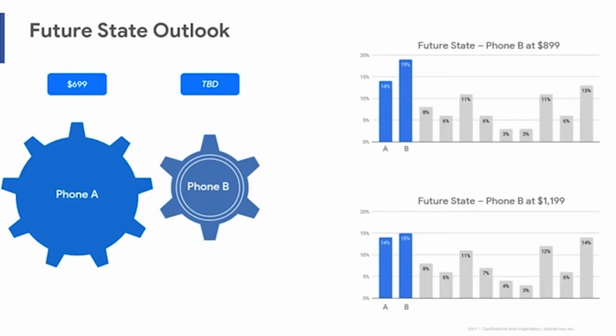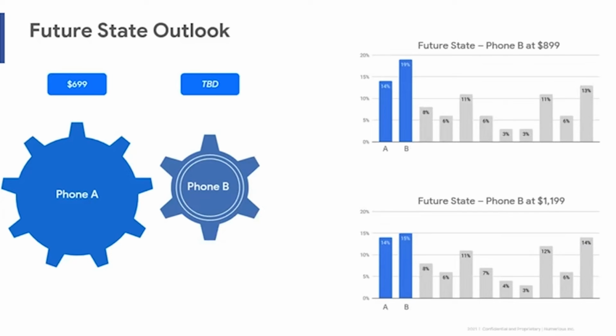Now, of course, from a share perspective, more people are going to buy the product when it's cheaper. So 19% of people would buy it at $8.99. But 15% of people would still buy it at $11.99. And perhaps the company is less concerned about having their phones in the most pockets and more concerned about having more money in their pockets, and they might profit more off of the future state when phone B is priced at $11.99.